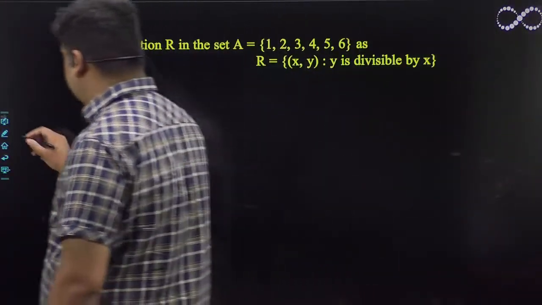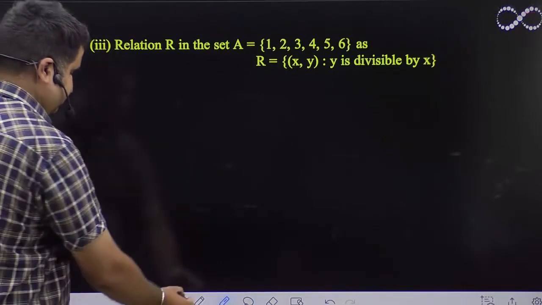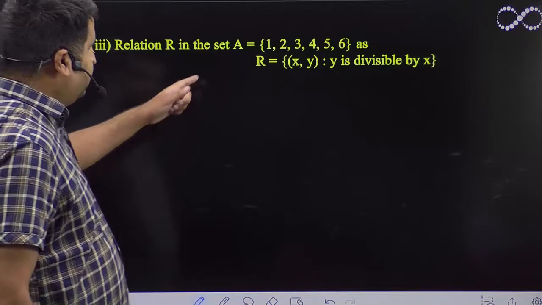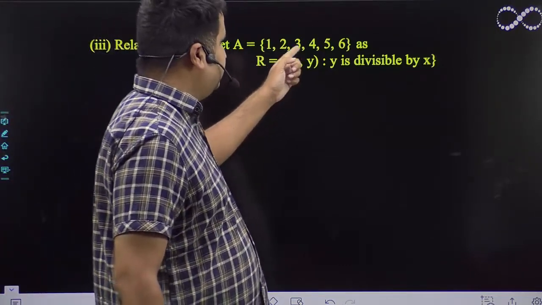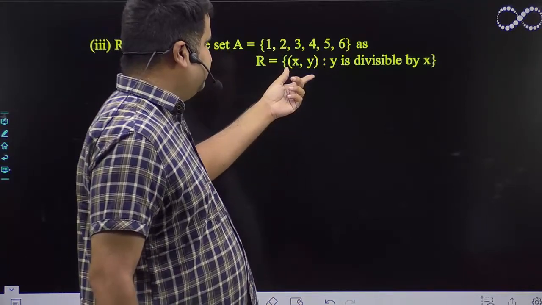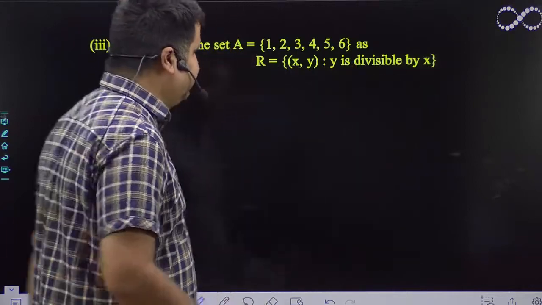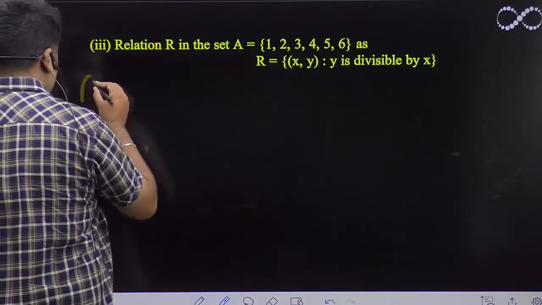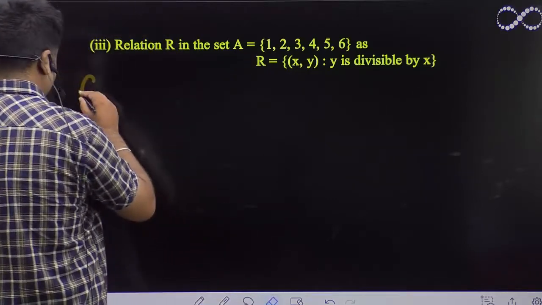Next is the relation R in the set A, where the set A is given as 1, 2, 3, 4, 5, 6, and x y is a relation such that y is divisible by x. Now this is a very interesting question.